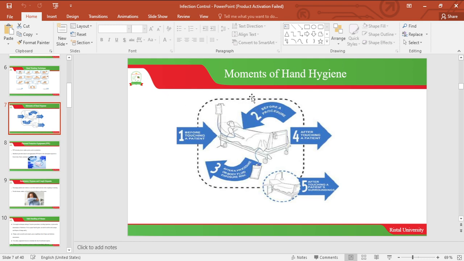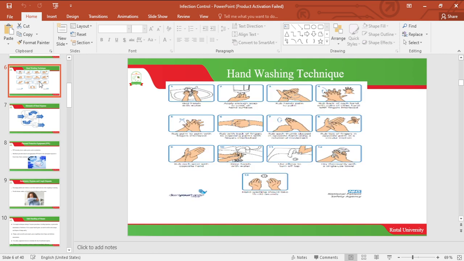These techniques also involve movements of hand hygiene before touching a patient, before a procedure, after touching a patient, after touching a patient's surroundings, after the procedure or body fluid or exposure of a risk, hands must be washed. And when you are washing the hands, remember to follow the hand washing techniques.